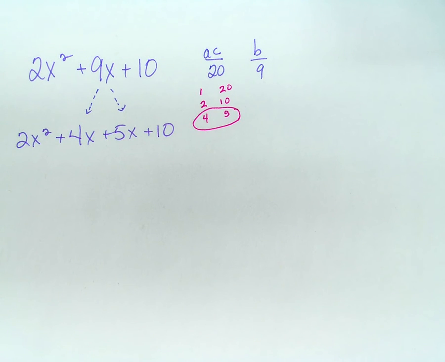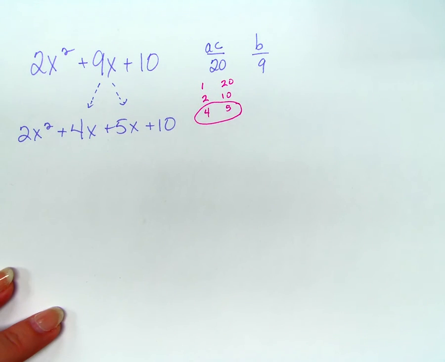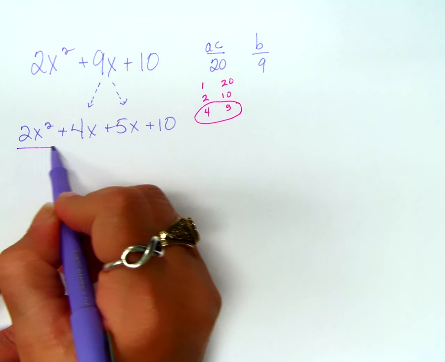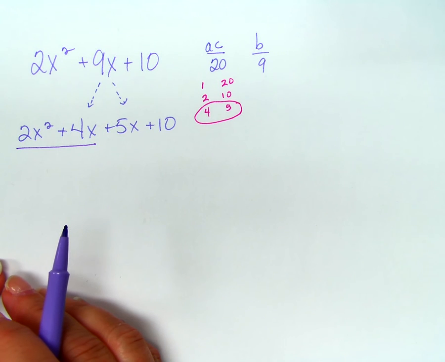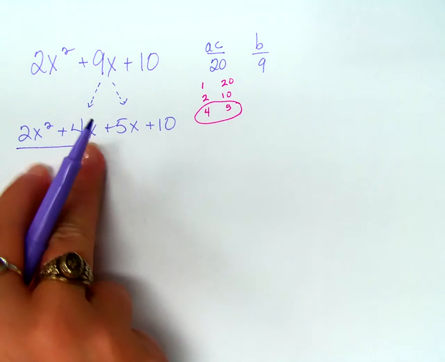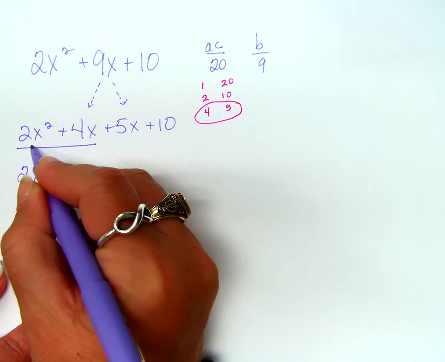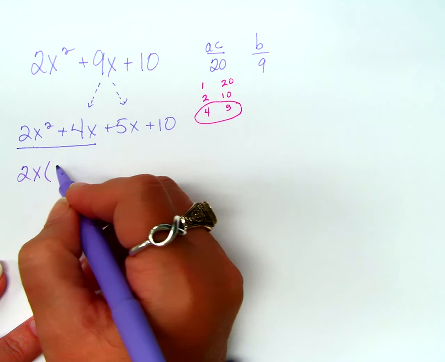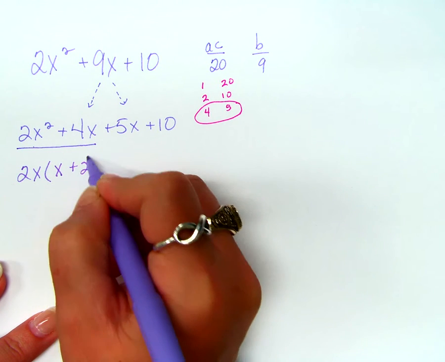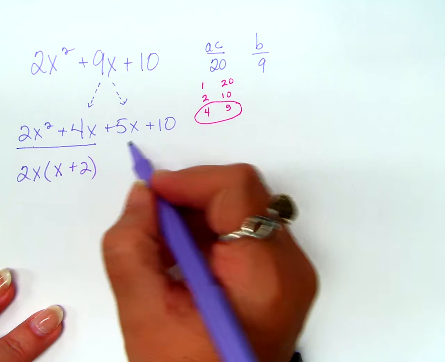Wait, have I done anything hard? This is all stuff we learned yesterday, right? So now what? By grouping, right? So what's common in those two terms? I'm just looking at the first two. What's common? 2x. What's left when I factor a 2x out of each term? X plus 2.